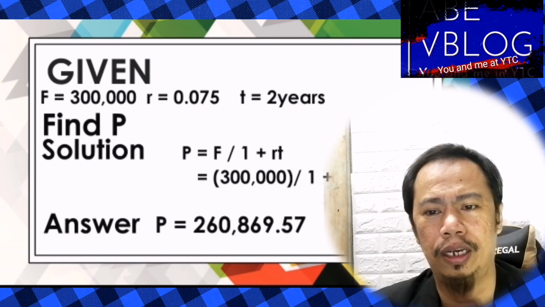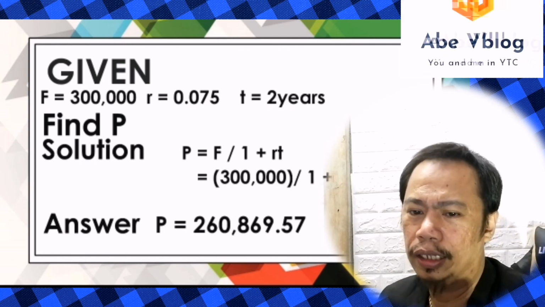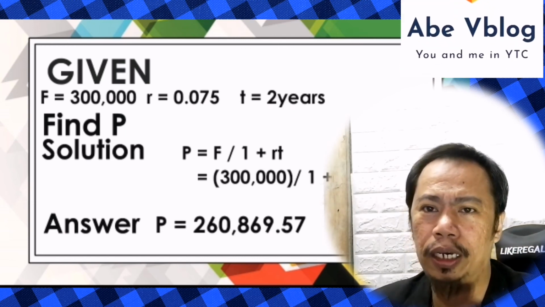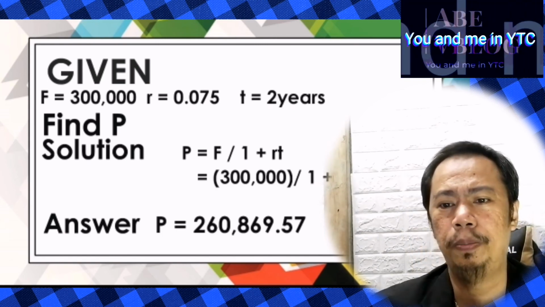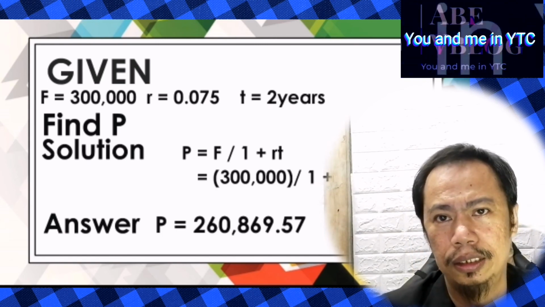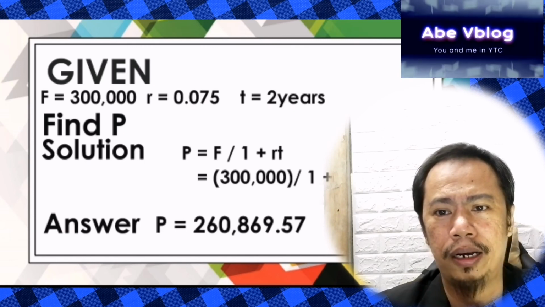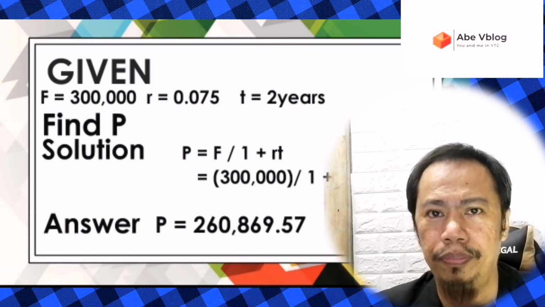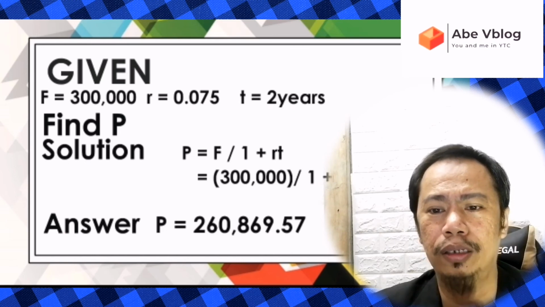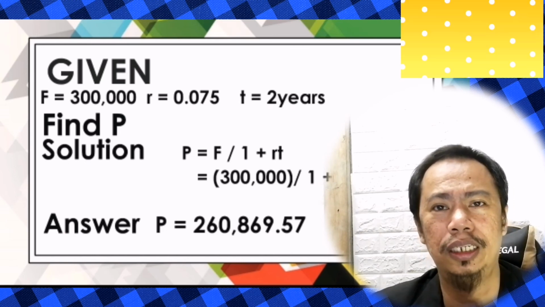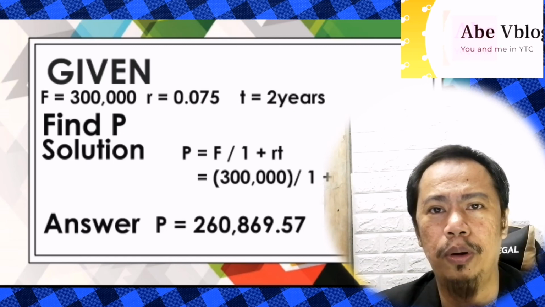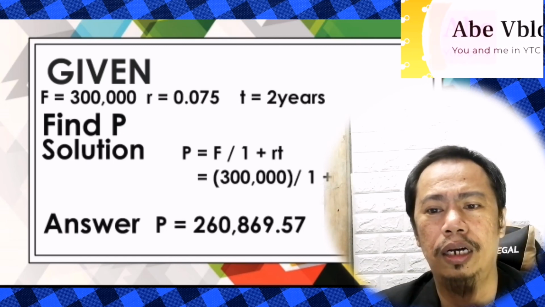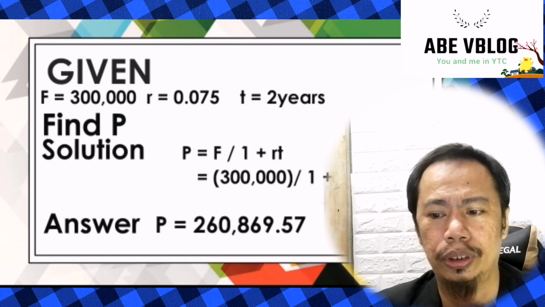Then the answer is 260,869.57. So yun yung ating magiging principal amount. Yun yung principal amount natin na starting para makuha natin yung 300,000 in 2 years time. So kailangan may pera kang 260,869 and 57 centavos to earn 300,000 in 2 years.